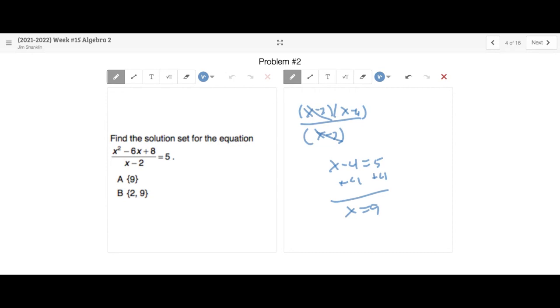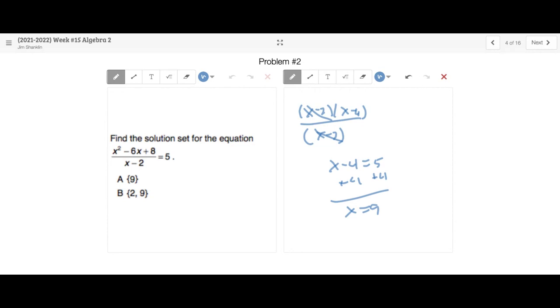Now, could somebody tell me why letter B couldn't have been the right answer in the beginning? Right away, 2 would make the denominator 0, right? 2 is an extraneous solution. We knew 2 couldn't be an answer. So right away, we could have just crossed off letter B and said, hey, our answer has to be A, right? Because the 2 is going to make it undefined. You guys are getting too smart.